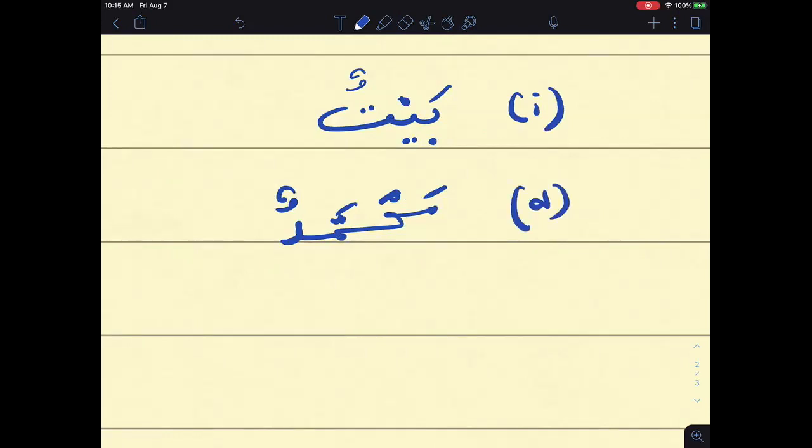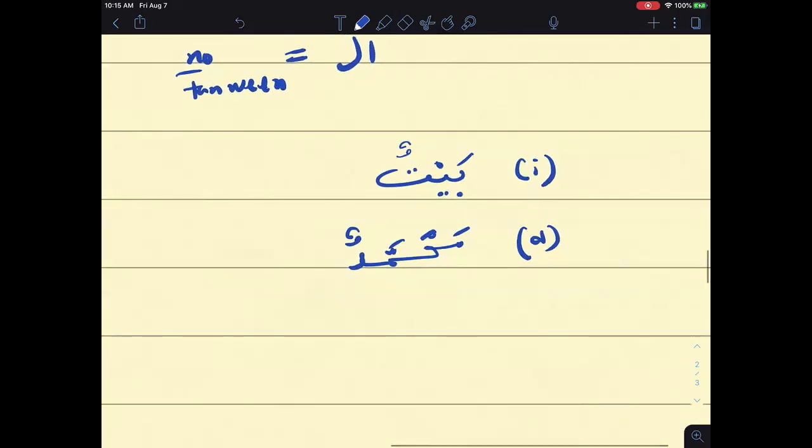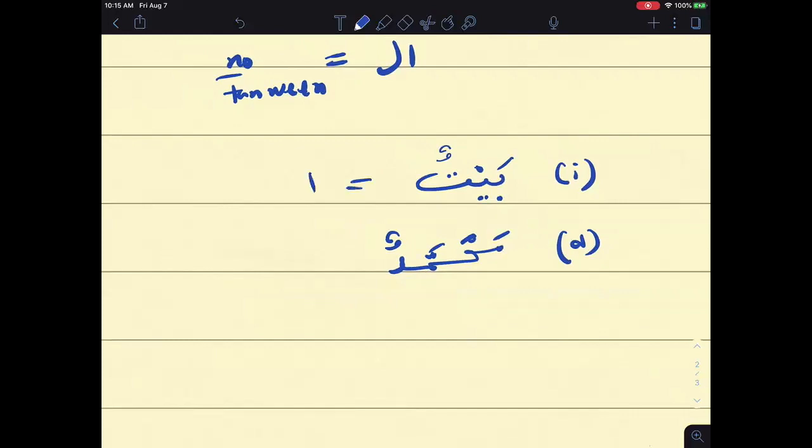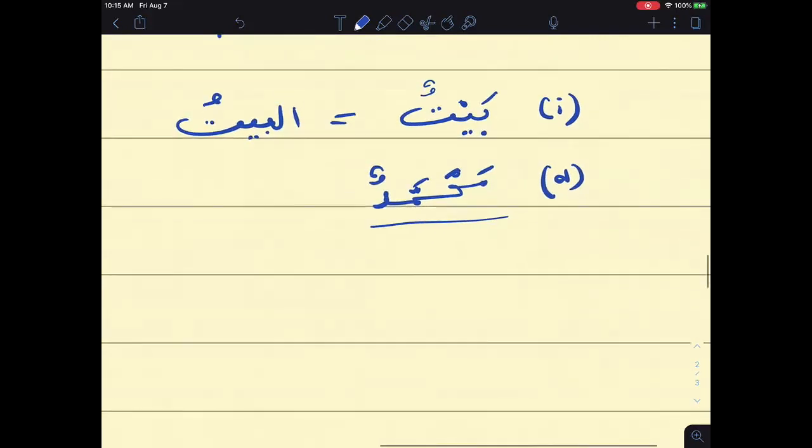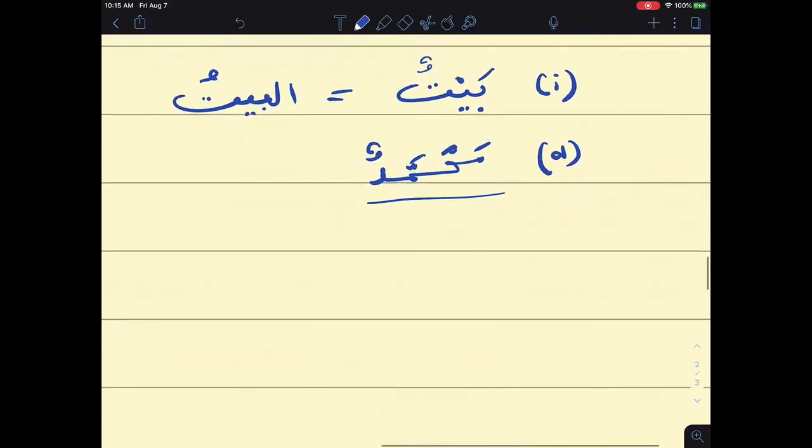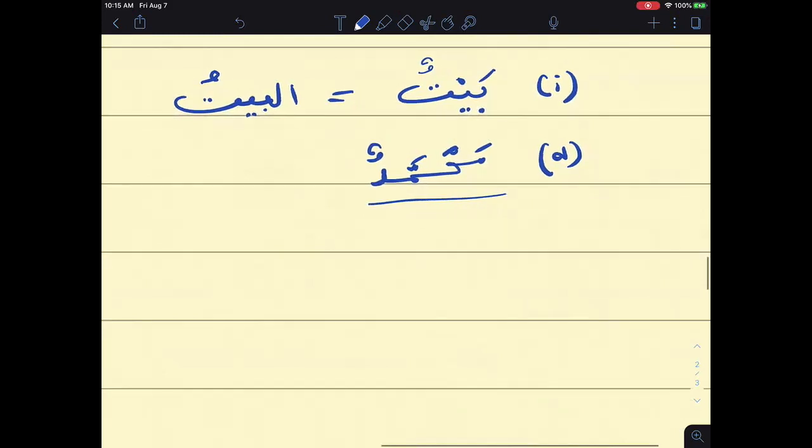Muhammad is definite. It wants the tanween so that we know it's a noun, right? But we know the rule when you have alif lam, then this is the old rule. We have to remove the tanween, and obviously we cannot have alif lam in Muhammad, so it stays that way. Okay, this is clear.